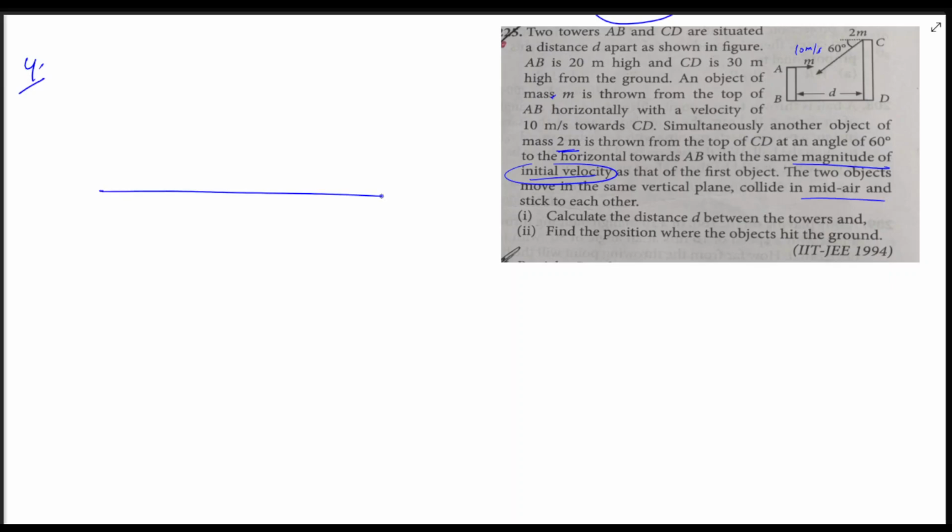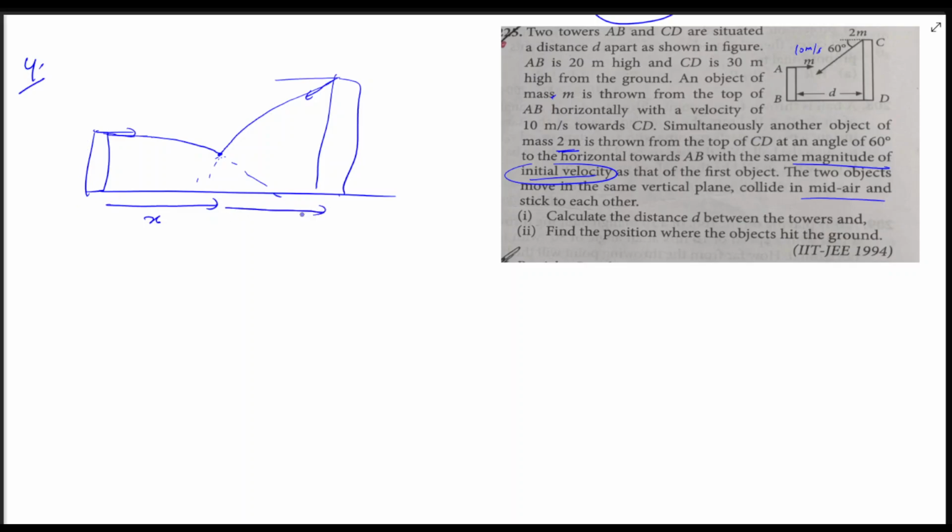Now look, the situation is like this. This is our one tower, this is our another. It's going like this, it will move here and it might hit like this. Now this we have thrown like this, it will be moving like this, and it might hit like this. Let's say they are hitting at an x distance from the AB tower, so this must be d minus x, right?